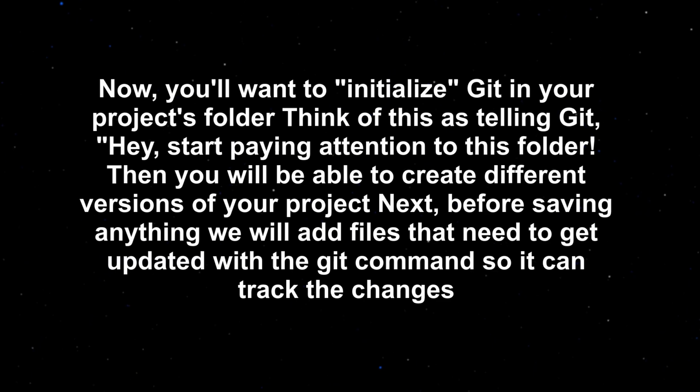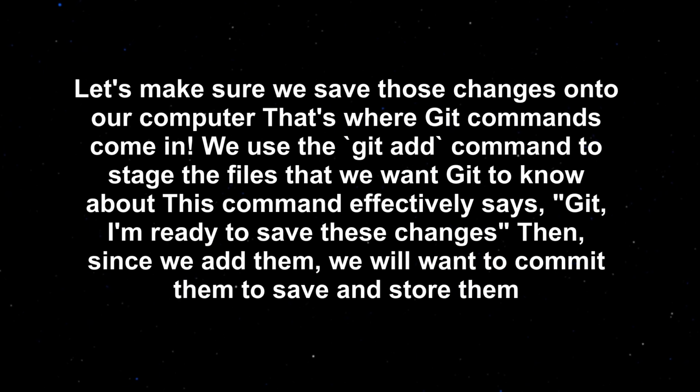Next, before saving anything, we will add files that need to get updated with the Git command so it can track the changes. Let's make sure we save those changes onto our computer. That's where Git commands come in. We use the git add command to stage the files that we want Git to know about. This command effectively says, Git, I'm ready to save these changes. Then, since we added them, we will want to commit them to save and store them.